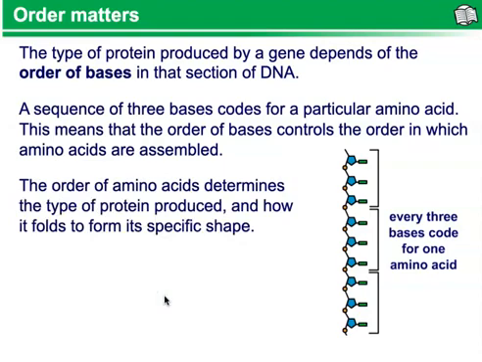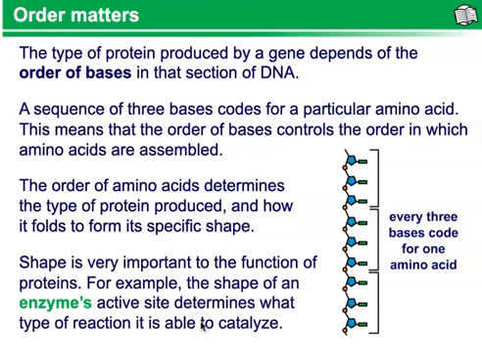The order of amino acids determines the type of protein produced and how it folds to form its specific shape. Shape is very important to the function of proteins. For example, the shape of an enzyme's active site determines what type of reaction it is able to catalyze.